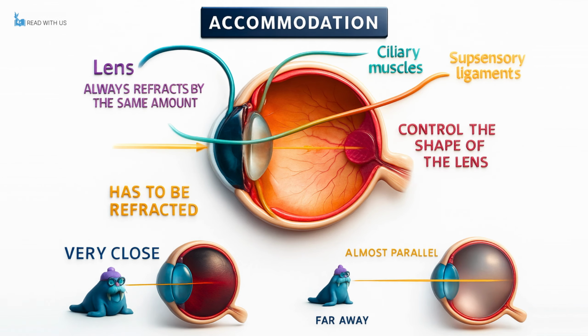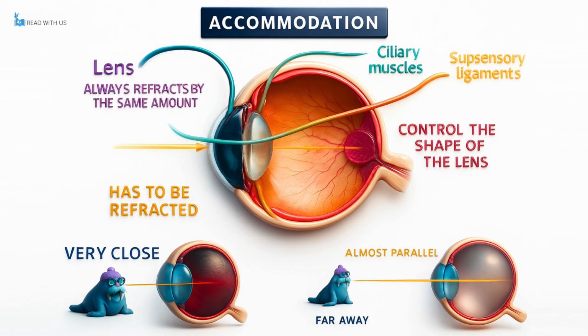Looking at a cross-sectional diagram of the eye, the primary components involved in accommodation are the cornea and the lens, both of which bend or refract incoming light rays. Additionally, we must consider the roles of the ciliary muscles and the suspensory ligaments, which control the shape of the lens. When light from an object enters the eye, it needs to be focused precisely on a tiny region of the retina called the fovea, which is responsible for our sharpest vision.